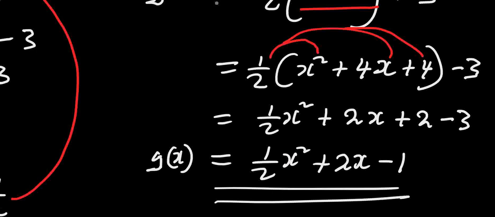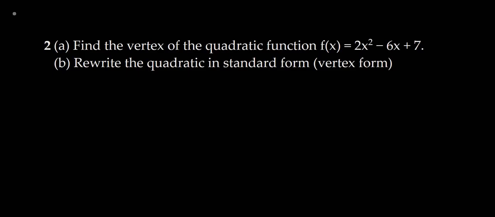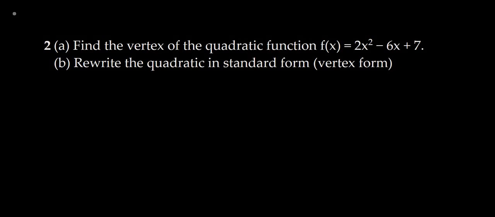All right, let's move on to the next one. Question number 2. Find the vertex of the quadratic function f of x is equal to 2x squared minus 6x plus 7. And the B part says rewrite the quadratic in standard form.